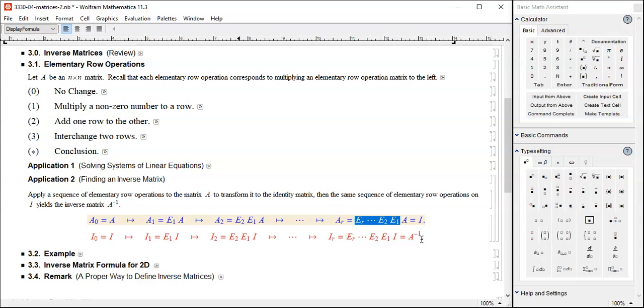What we're going to do now is just set up two matrices, A and I, one blue, one red, and then apply the same operation. And when the original blue matrix becomes the identity I, then the parallel computation will yield the inverse matrix. Ready for an example? Okay, let's do that in the next video.